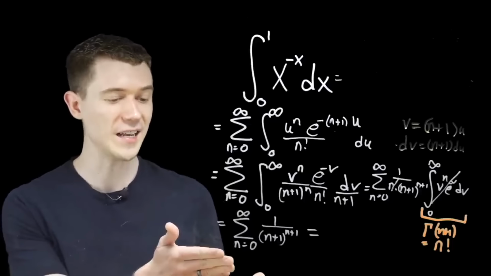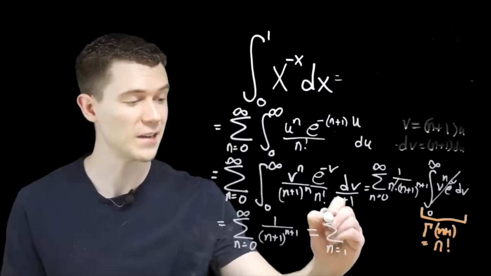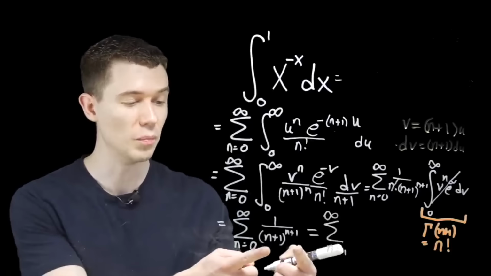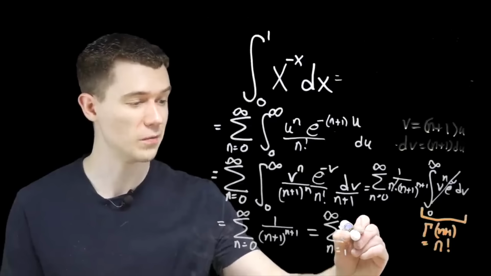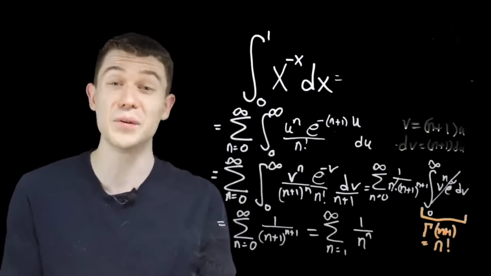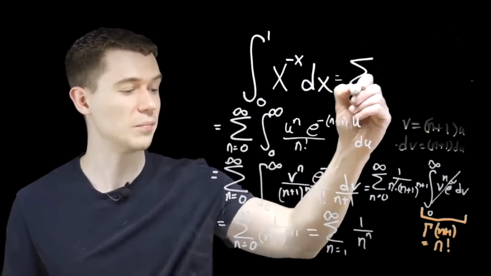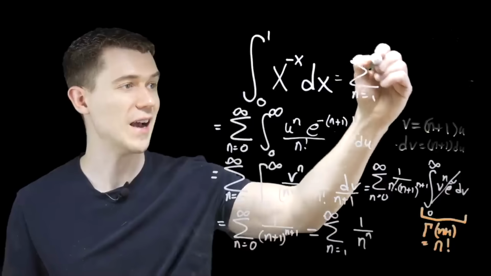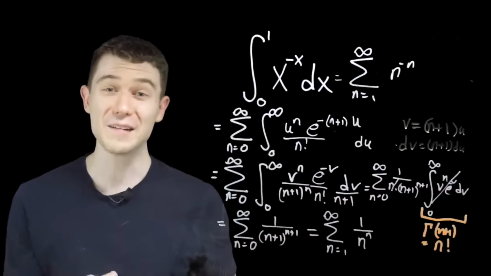Let's just change the index from starting at 0 to starting at 1. As I say, if we bump the index by 1, we'll bump everything else down by 1. This would change to 1 over n to the n. The n plus 1's just turn into n's, and you could even rewrite this using properties of exponents as n to the minus n. And wow, look at that result.